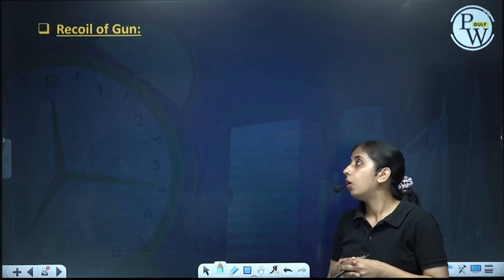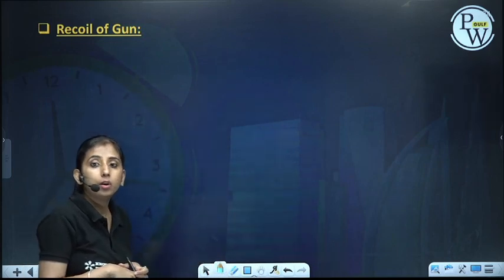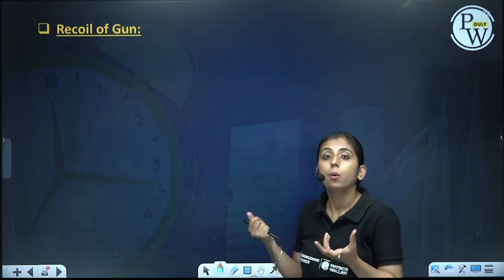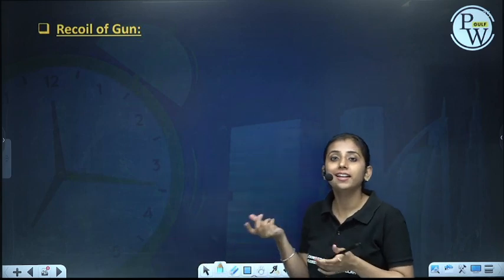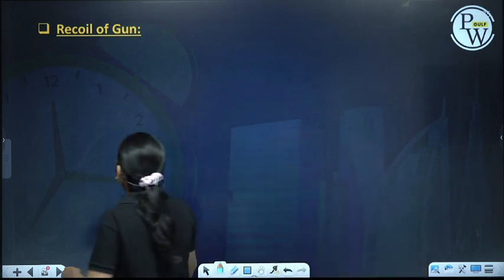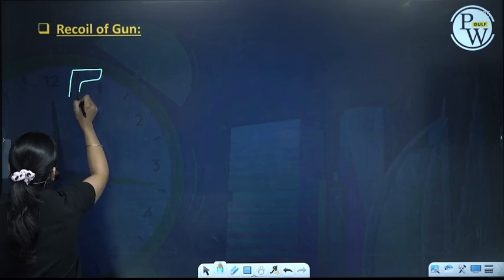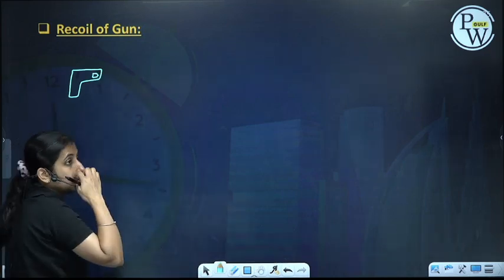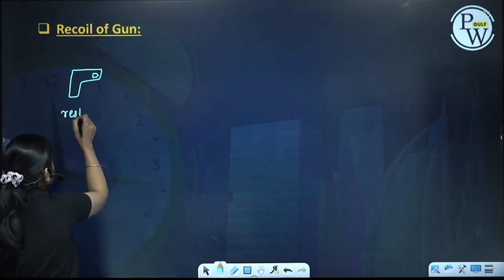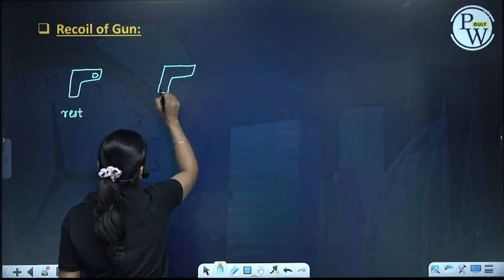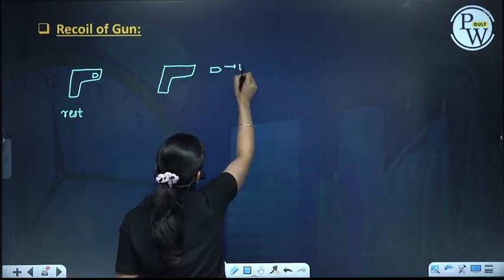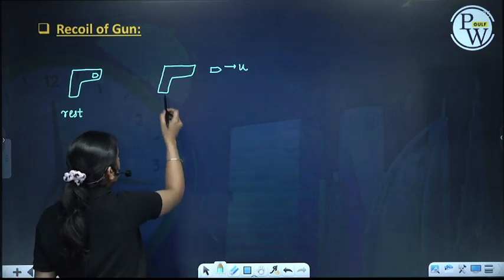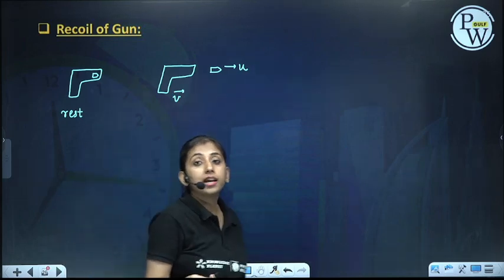Now by application of this law of conservation of linear momentum, we can calculate the recoil velocity of a gun. Now we know that when a bullet is fired from a gun, the gun recoils backward. Initially, this is our system, both the bullet and the gun, and both are at rest. But when the bullet is fired, the bullet starts moving with some velocity u. Let us say that the gun also gains some velocity v.